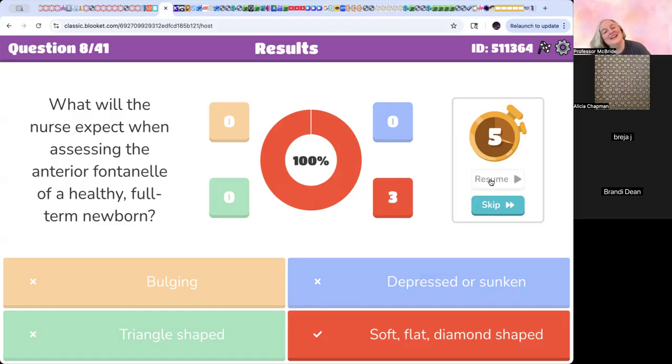Nobody else is answering. If it's bulging, that can be a sign of intracranial pressure. Okay, so sunken for dehydration, bulging for intracranial pressure.